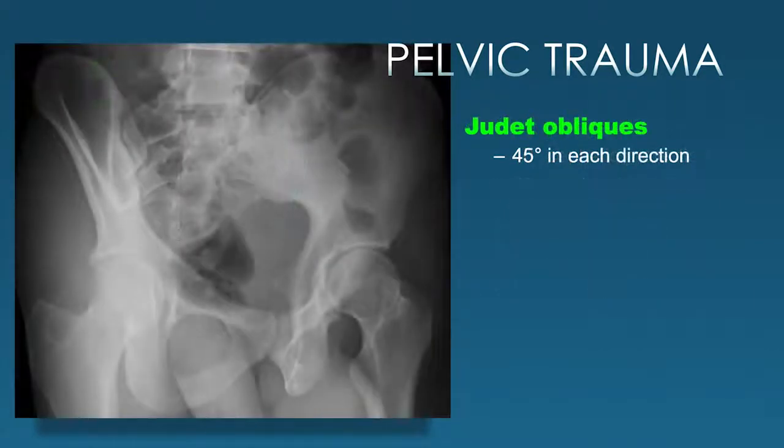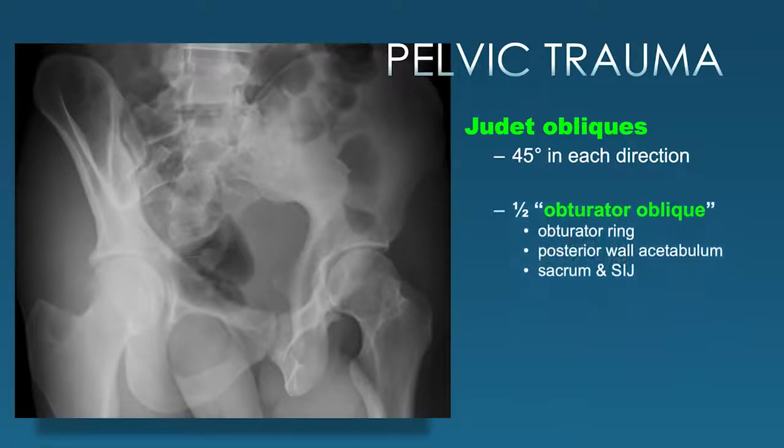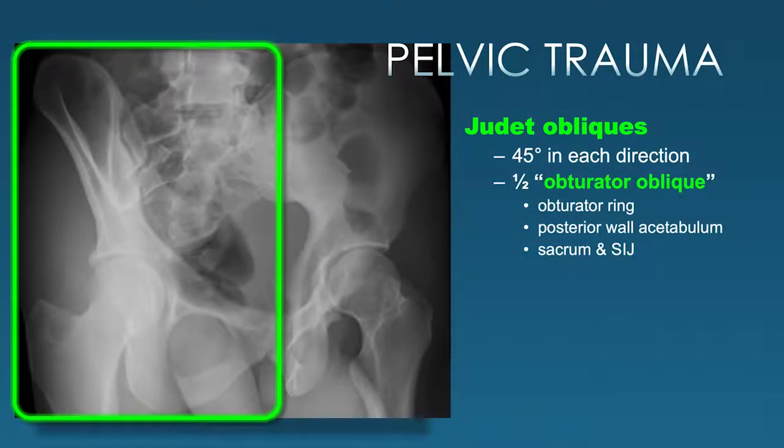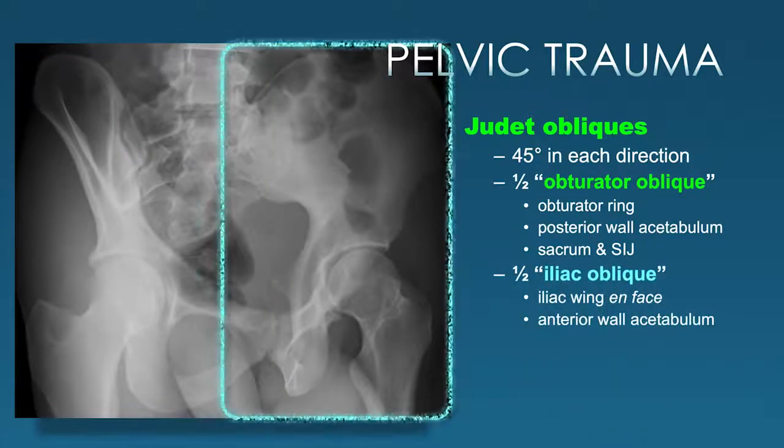The oblique views, the Judet views, are 45 degrees roughly in each direction, and each oblique view sort of has two images on it as the orthopedic surgeons like to look at it. They'll refer to one half of this here in green as the obturator oblique because we see the obturator ring coming right at us. From this view, we can see the posterior wall of the acetabulum as well as the sacrum and the SI joint to some advantage. The other half of the image is referred to as the iliac oblique because we see the iliac wing facing us. We can see the anterior wall of the acetabulum in this projection as well.